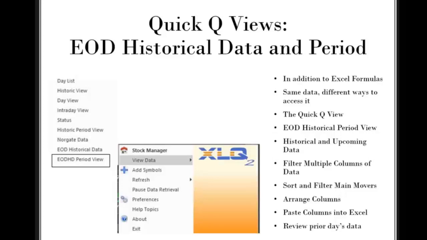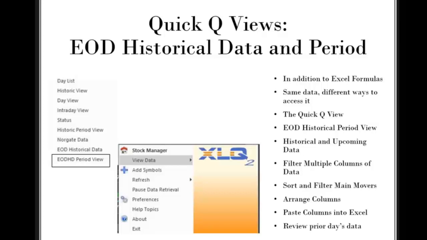There's basically two ways of looking at information in XLQ2. One is you create an Excel workbook with the customized data that you want, and the other is the quick views. I call them Q views. In addition to these Excel formulas that you have, you can look at the same data in a different way in the Q view. If you're using EODHD data, then you go to the EODHD historical period view, and you can look at historical and upcoming data.